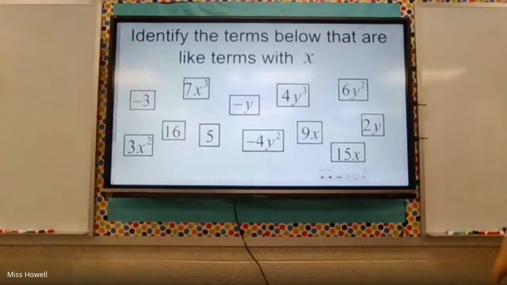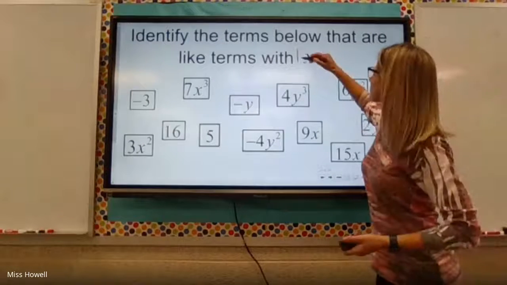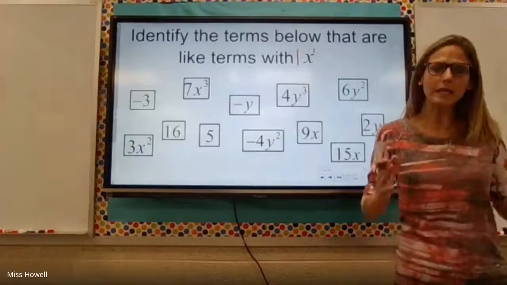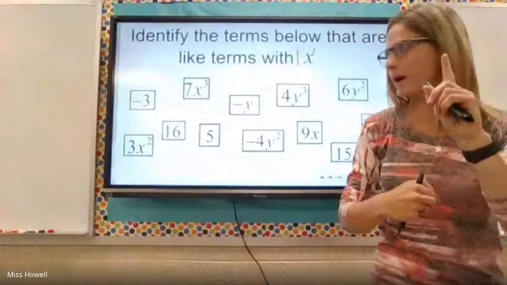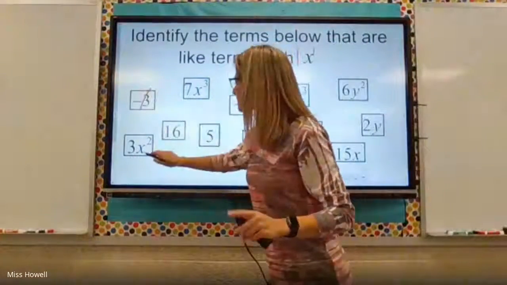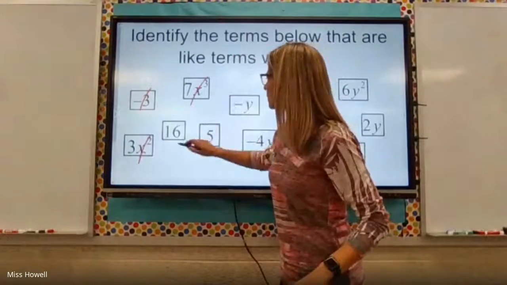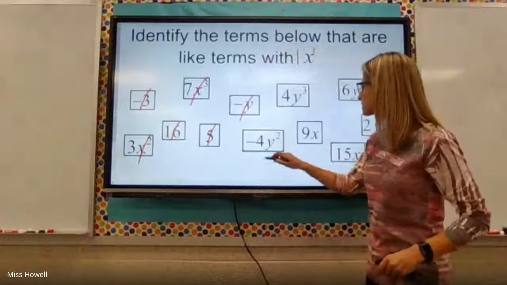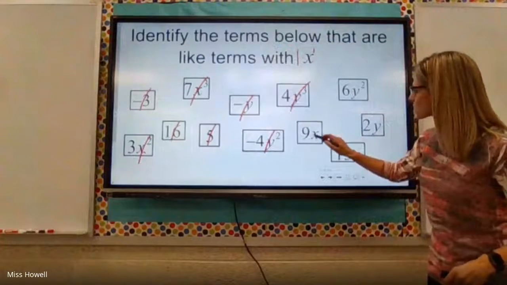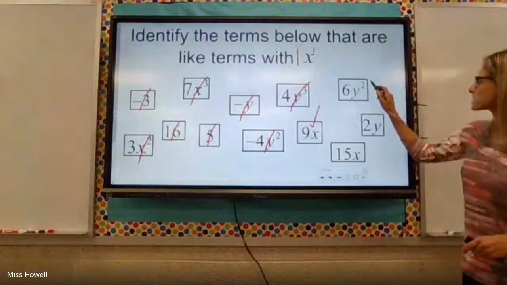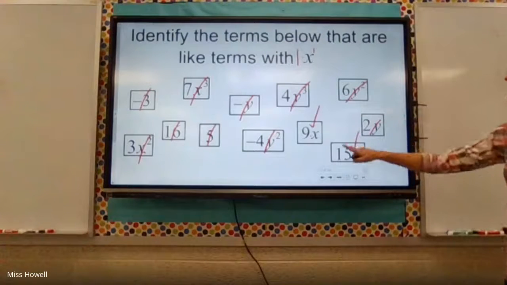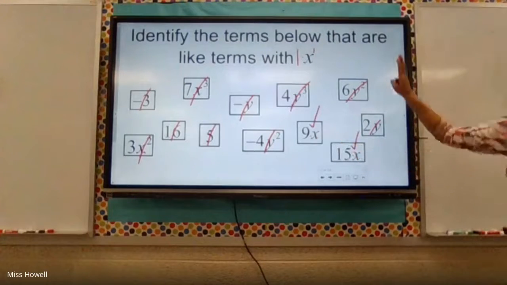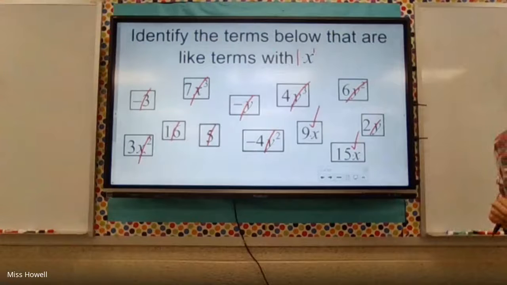All right, identify the like terms below with just x. Now, x by itself is really a 1 times x to the first. That's what's really there. So we're looking for any other term down below that has an x to the first power. This is x squared, this is x to the third, these are just numbers, this is a y, this is a y, this is a y, this has an x to the first, it's a good one. This is y squared, y to the first, this has an x to the first. So in this list, 9x and 15x are the only ones that would go with 1x to the first power.